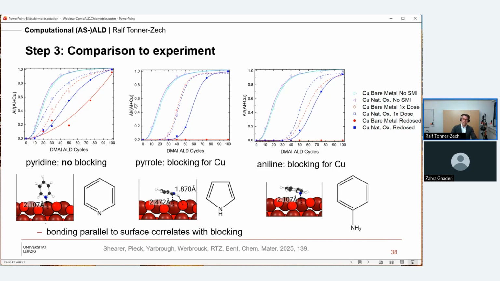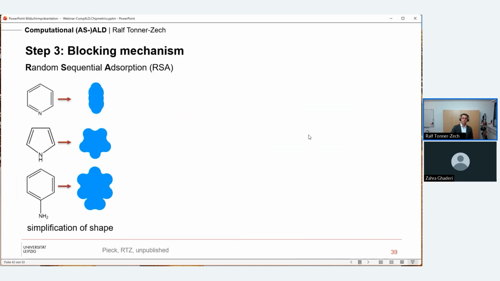And to summarize these ALD curves, pyridine shows no blocking, pyrrole and aniline have blocking on the copper. And so we went back into our theoretical data and tried to find, okay, what is the difference between pyrrole and aniline on the one side and pyridine on the other side? And the only difference is that we have upright standing pyridine, but we have lying down pyrrole and aniline. So the lying down seems to be crucial for the blocking of these SMIs.